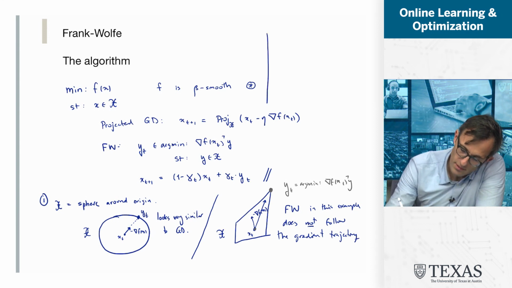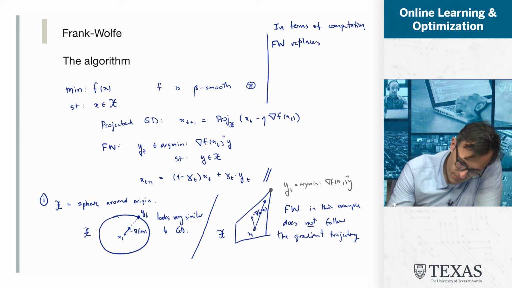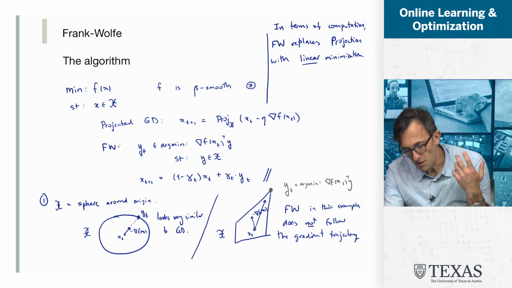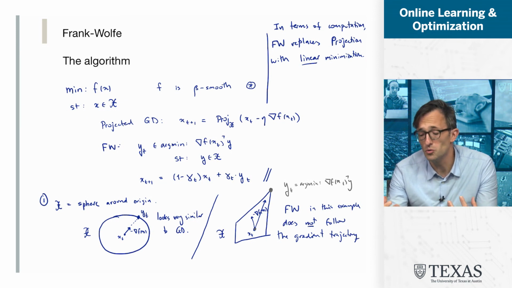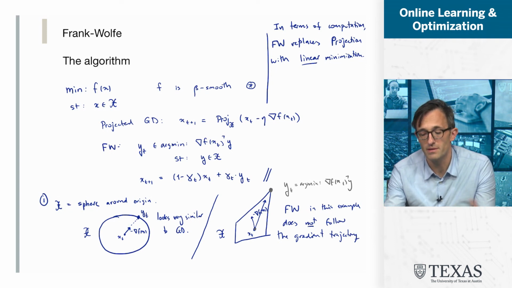So let me just summarize that here. In terms of computation, Frank Wolfe replaces projection, which could be a complicated operation, with linear minimization. Linear minimization could also be complicated, but this is just saying that from a computational standpoint, we now have a tool to decide, or we can now select. If we have a problem where the projection problem is complicated, but the linear optimization problem is easy, then there may be a significant win computationally to use Frank Wolfe, and vice versa.